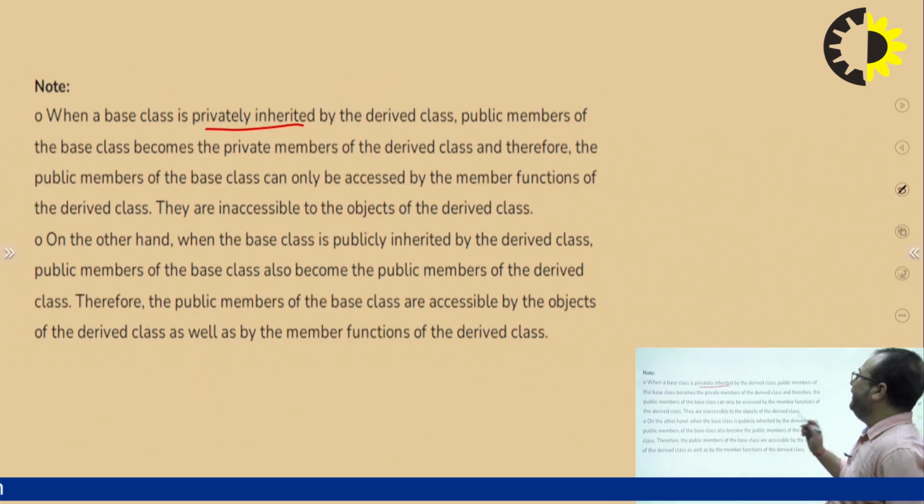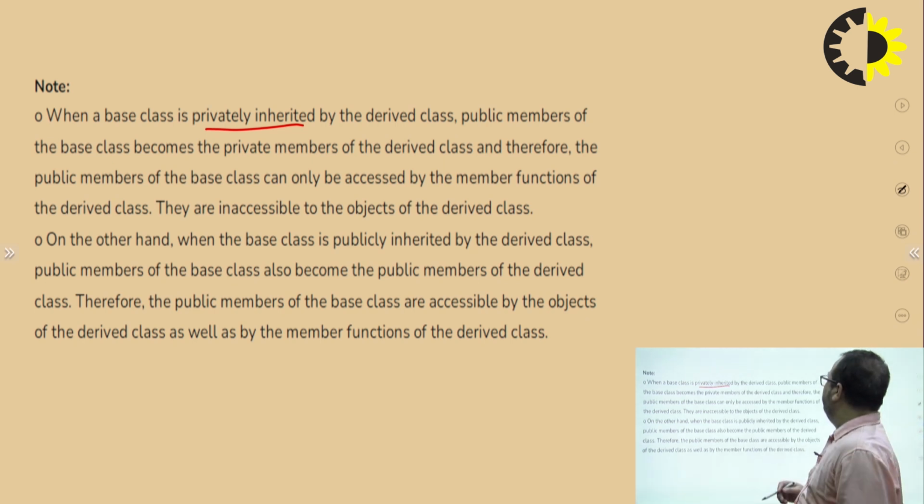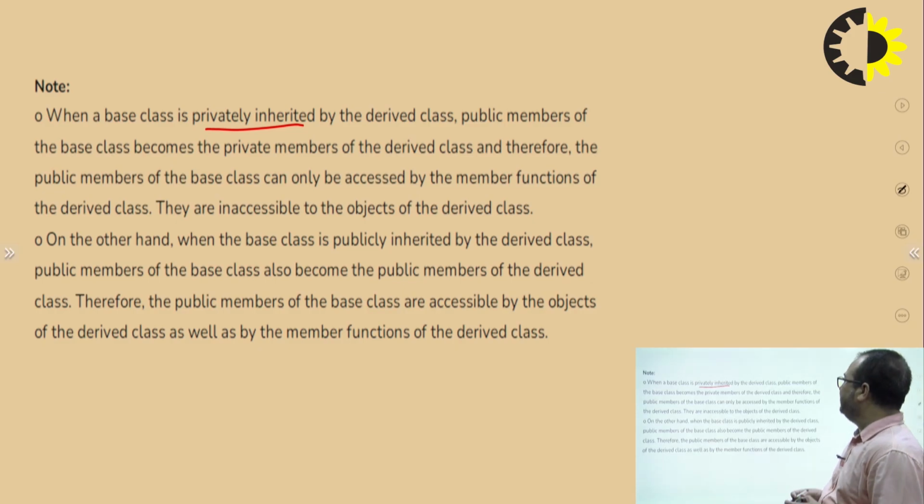So when a base class is privately inherited, like in the first example, public members of the base class become private members of the derived class, and therefore the public members of the base class can only be accessed by the member functions of the derived class. They are inaccessible to the objects of the derived class. This is a very important thing.